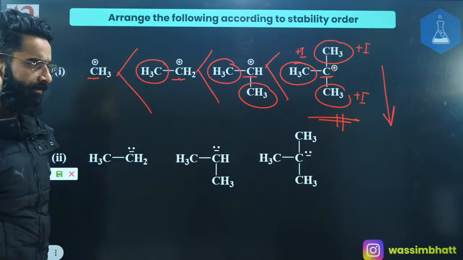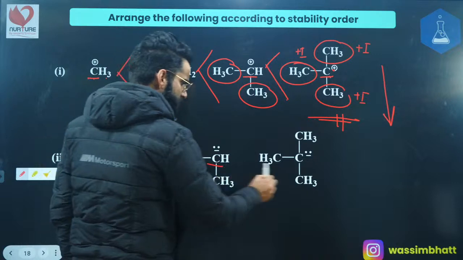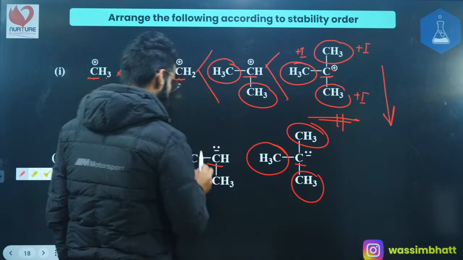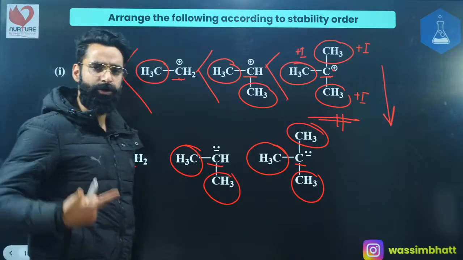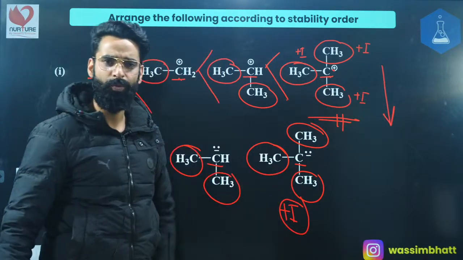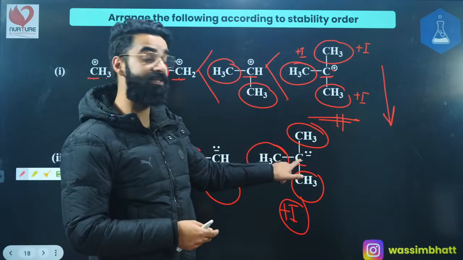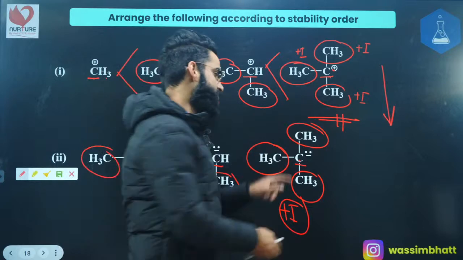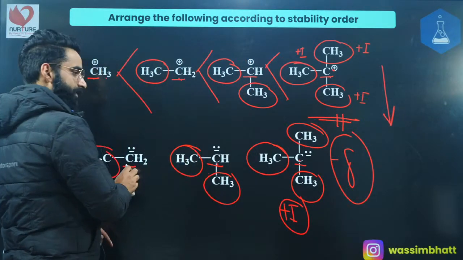Simple, right? Similarly, see, this carbon carrying negative charge, this carbon negative, right? Over here on 3 sides you have got alkyl groups, on 2 sides you have got alkyl groups, on 1 side you have got alkyl groups. And all the alkyl groups, what do they do? They show plus I effect, right? So on 3 sides you are getting plus I over here, right? What is this plus I group going to do? It's going to increase the sigma electron density towards this carbon, which was already negatively charged, due to which negative charge on this carbon will be maximum, right? As compared to this, right?